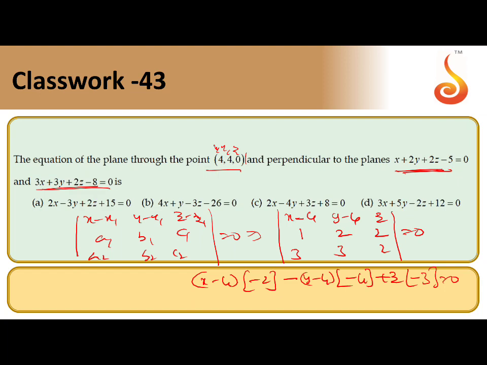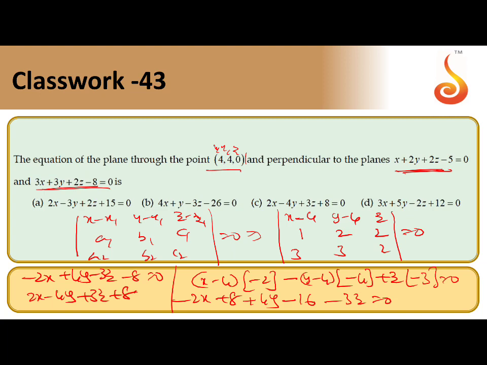Clear this one? Now we have to simplify this. So minus 2x plus 8, plus 4y minus 16, minus 3z equal to 0. Finally minus 2x plus 4y minus 3z minus 8 equal to 0. If you multiply by minus, 2x minus 4y plus 3z plus 8 equal to 0. Plus 8 is here only. Option C is the right answer.